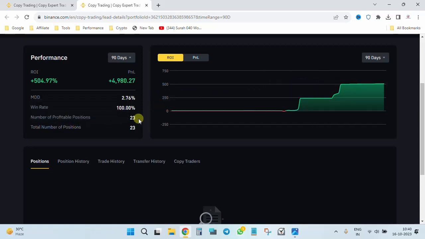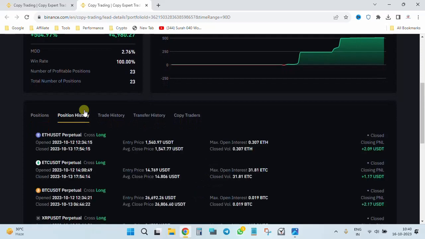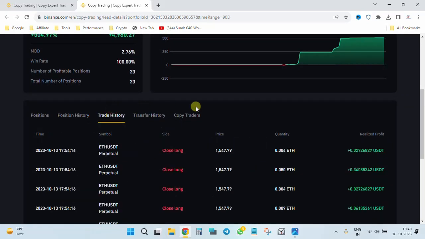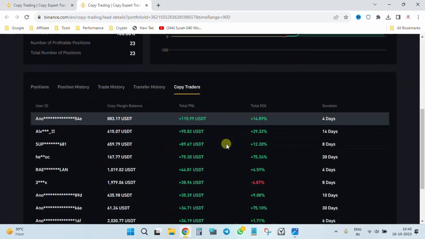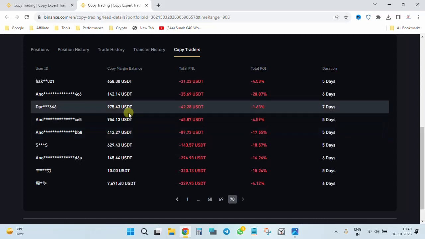Number of positions, 23, have been closed in profit. In position history, you can see these are the trades which have been closed. Trade history, copy traders' history, you can see over here. So let's go to the last and see why it is negative.